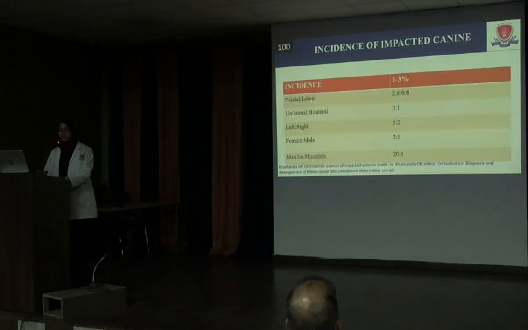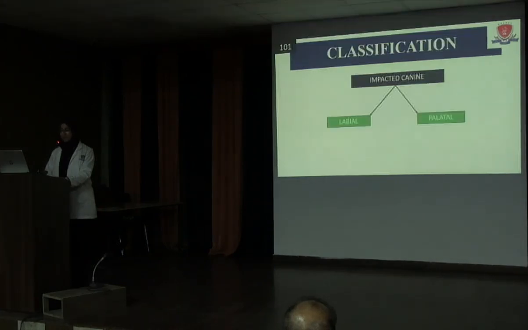The incidence of impacted canine is 1 to 3%, whereas impaction on the palatal side is seen more. Unilateral impactions are seen more than bilateral. Impaction on the left side is seen more than the right. Females have more tendency for impaction than males, and impaction in the maxilla is seen more than the mandible. The ratio is 20:1. Now we are going to see the classification.